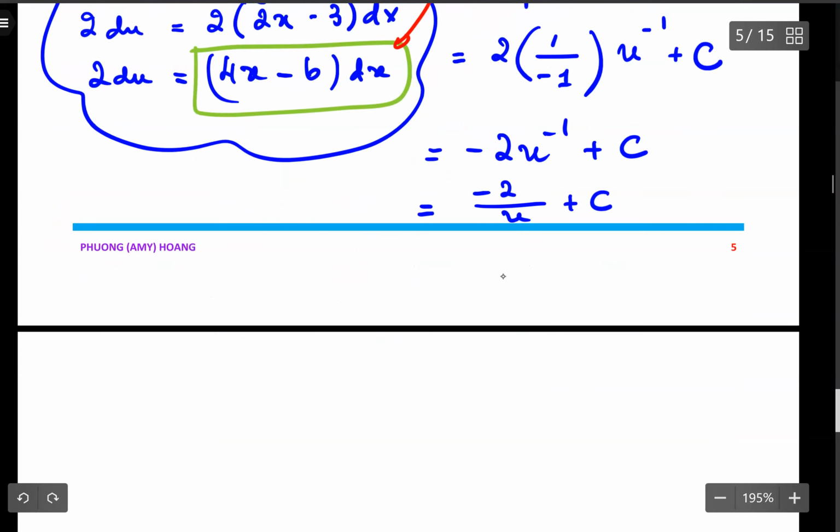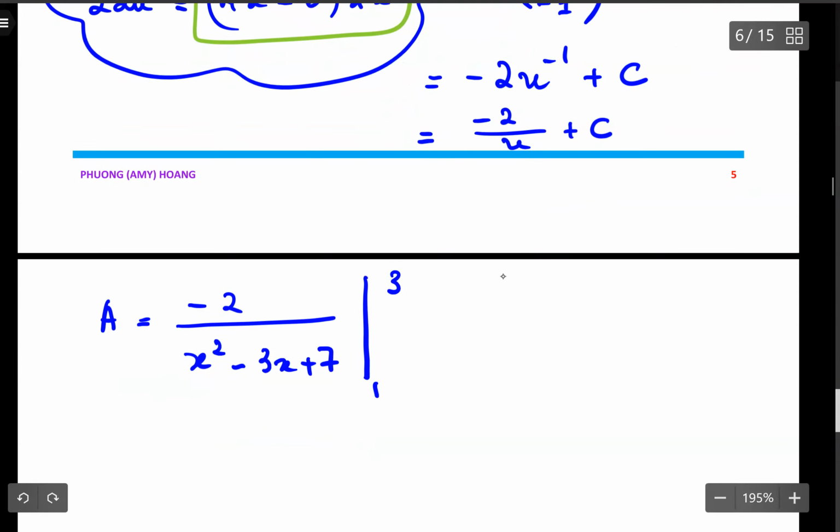Now I'm going to replace the u by the function in terms of x, and then I will apply the fundamental theorem. So the area will be equal to negative 2 over x squared minus 3x plus 7, and I want to evaluate this from 1 to 3. I make sure that I write it like this. I will evaluate f of 3 minus f of 1 in this case.